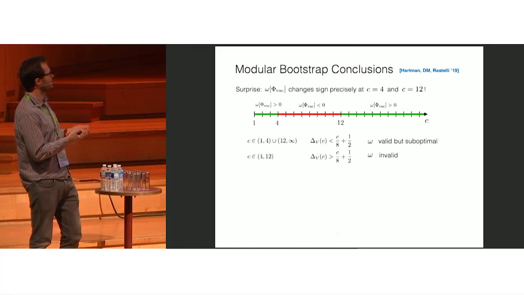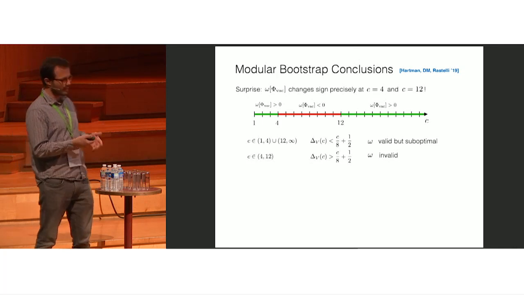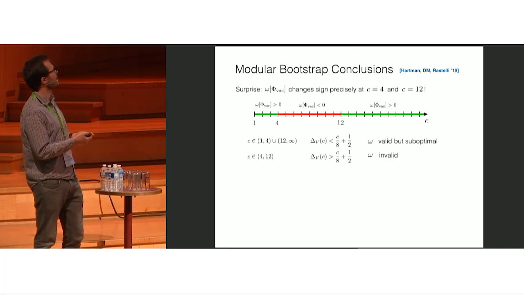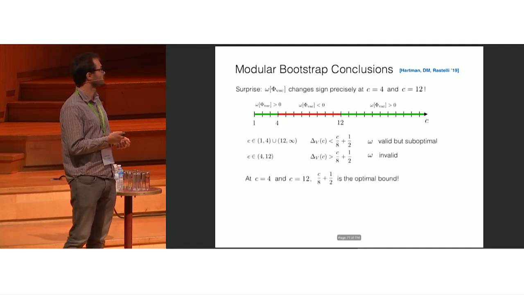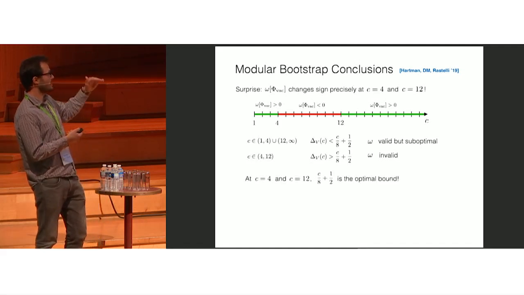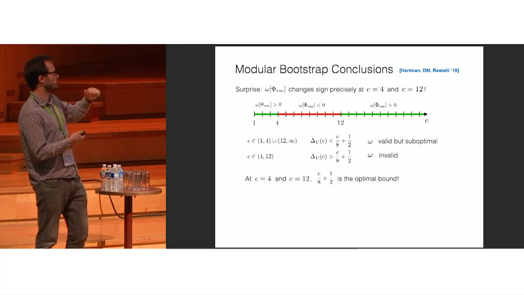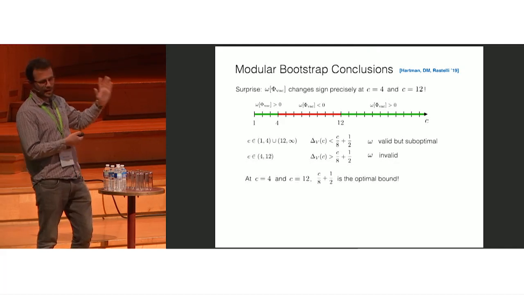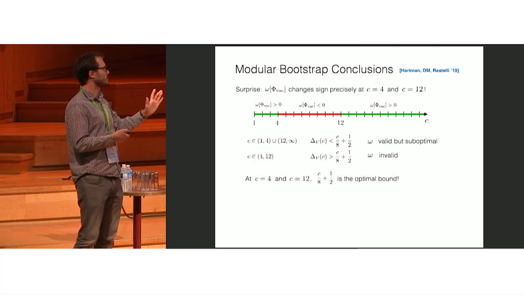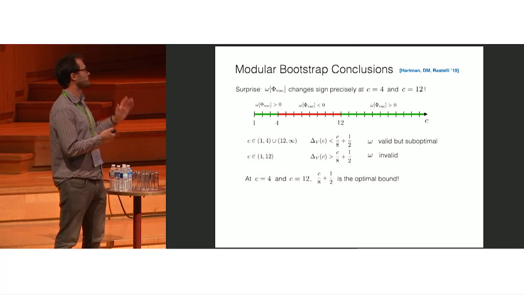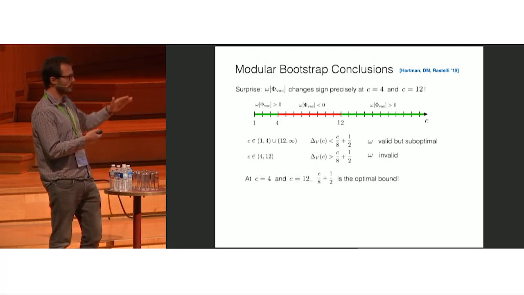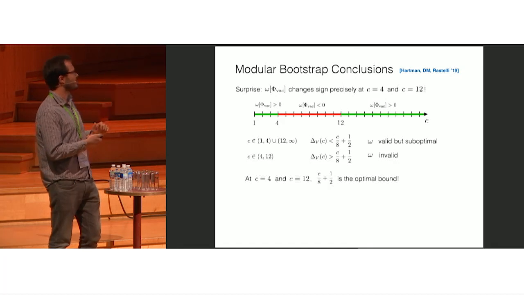And in this region where C is between 4 and 12, the functional is completely useless, and the bound is bigger than C over 8 plus a half. Now, the nice thing happens exactly at C equal 4 and C equal 12, because C over 8 plus a half at these two points is precisely the optimal bound, because the functional vanishes there, and you can check that it really is the optimal bound.